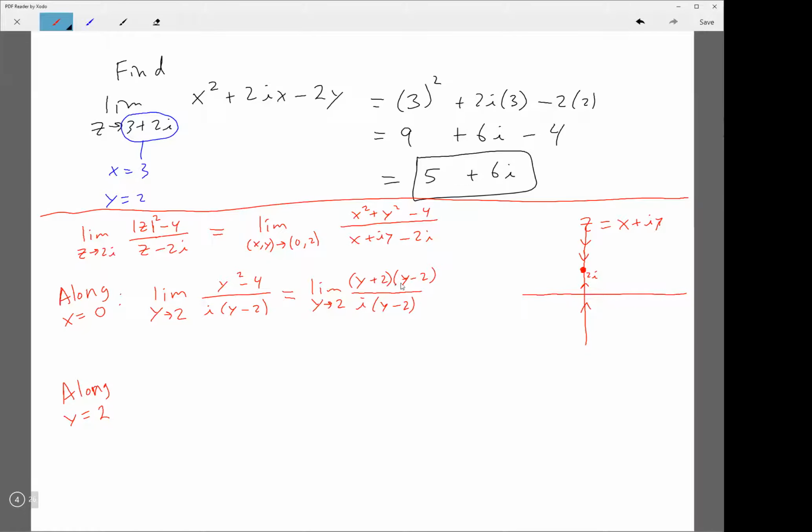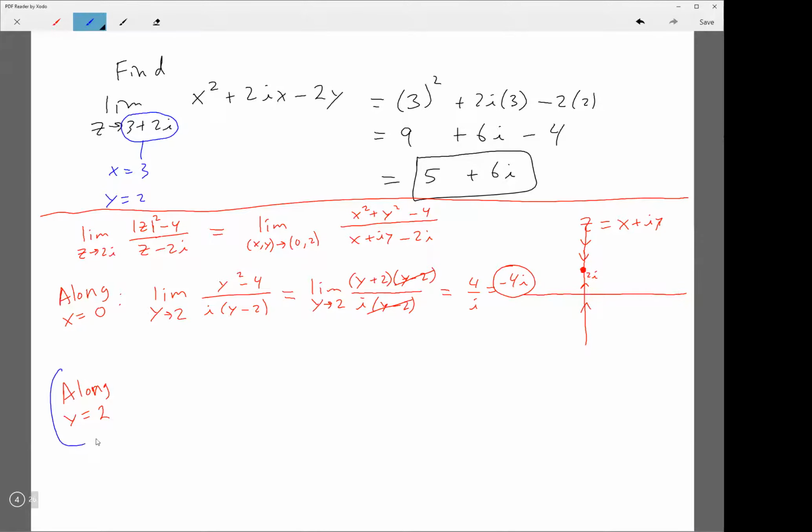And look at that, those guys cancel. And then you set y equal to 2, so this is going to be 4 over i, which is the same as negative 4i. So along that path, it's going to negative 4i.